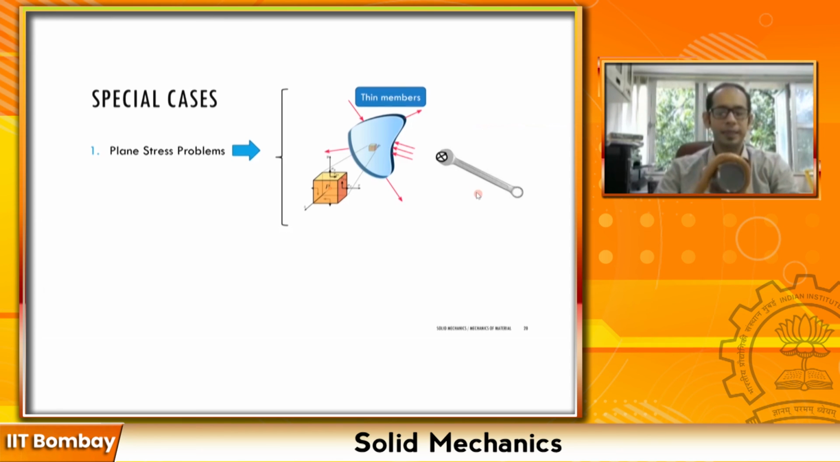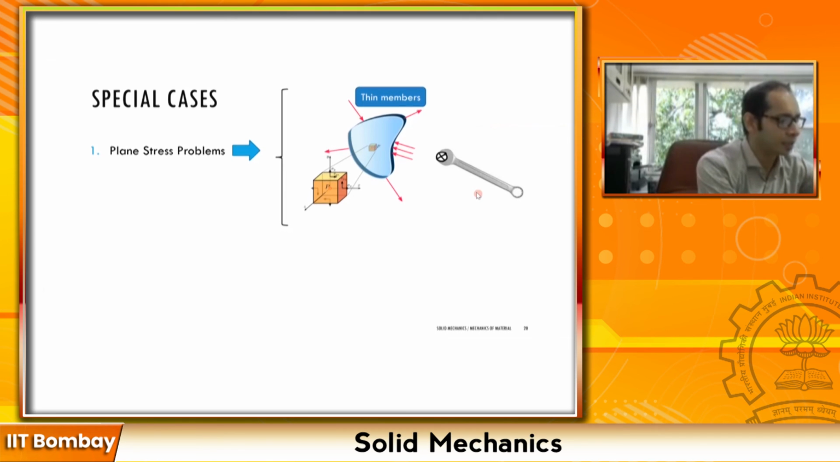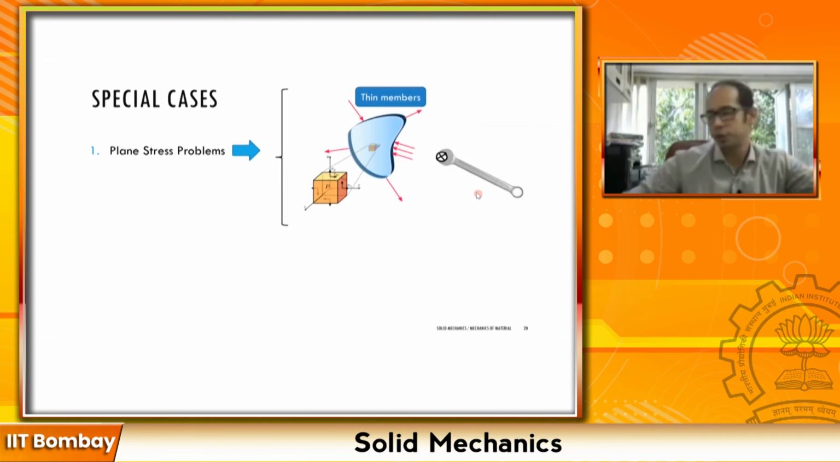So I hope this idea is clear of how the plane stress problem works, right? And the example of the spanner which I just showed you works in a very similar fashion. You have the spanner and you do this kind of a motion.